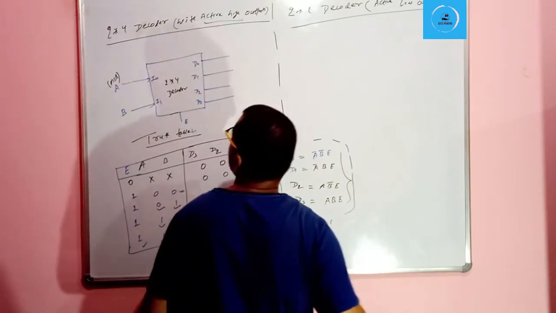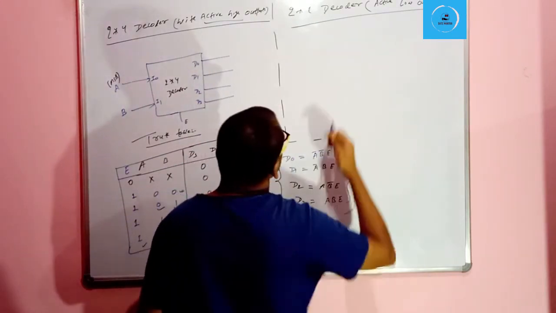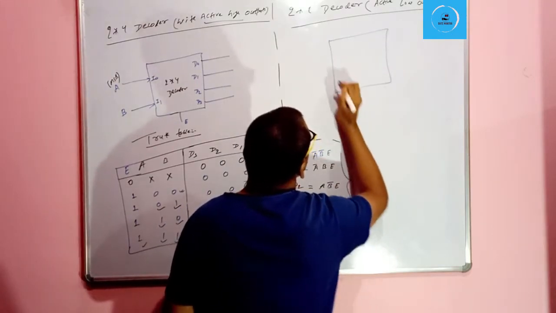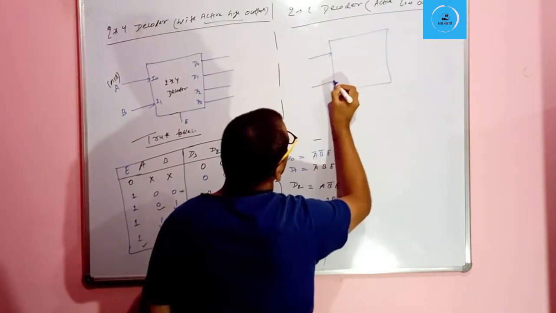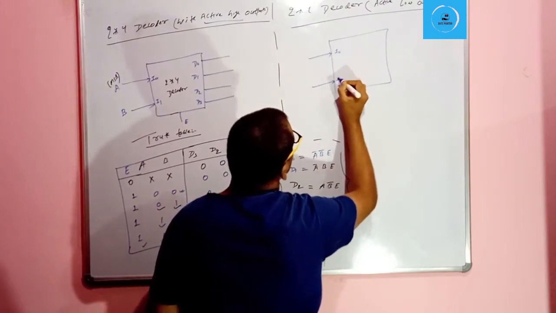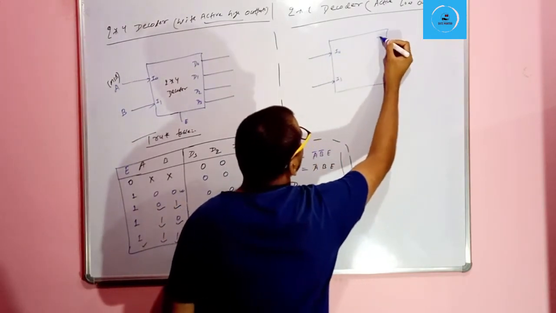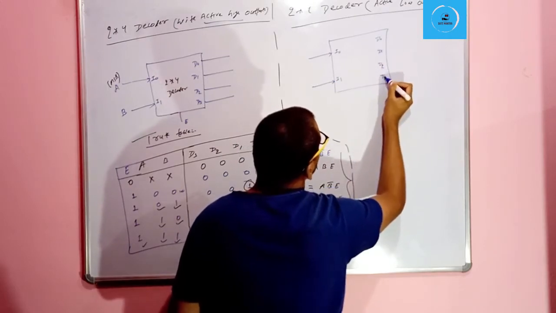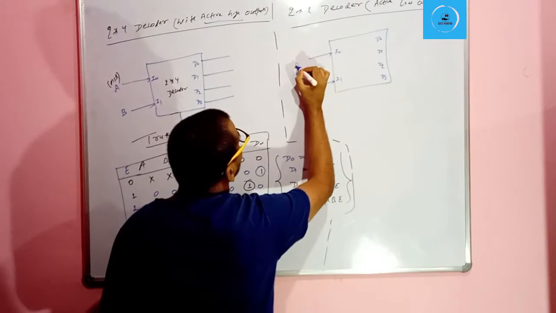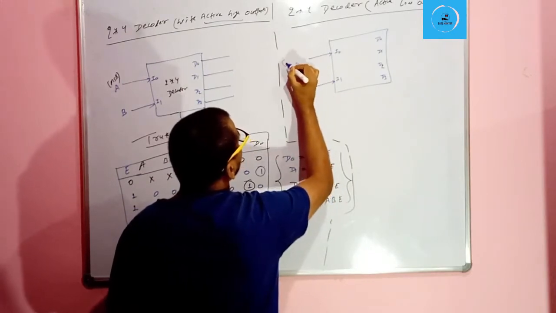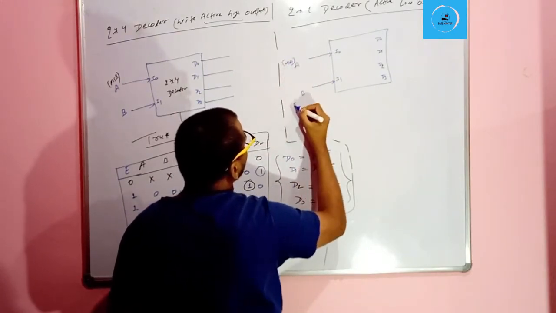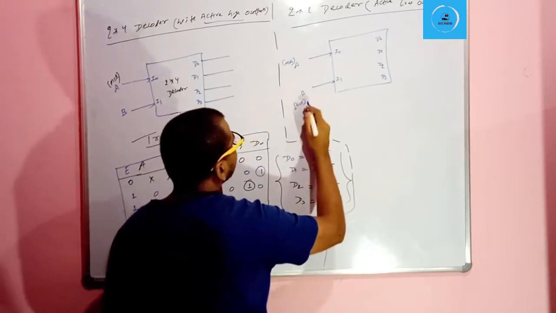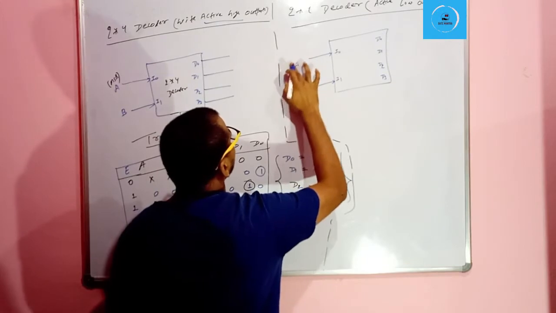So first we will draw the block diagram of the 2 to 4 decoder. Here will be the two inputs I0 and I1, and here will be the 4 outputs D0, D1, D2 and D3. Here we will provide A and B, where A is the MSB and B is the LSB.